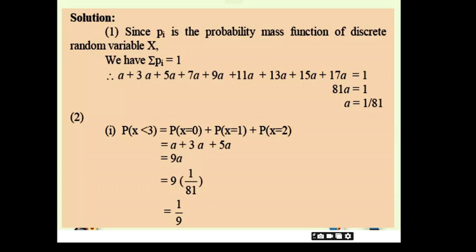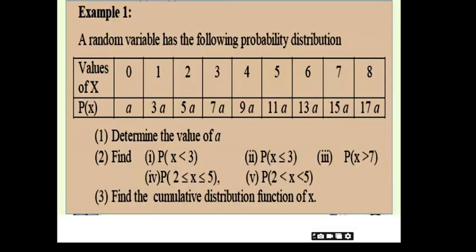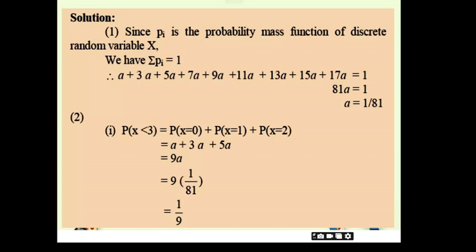Next we see an example. Here the x values are given and their corresponding probability values are also given. So we are finding the value of A and the probability values, and finally we find the cumulative distribution function of x. So let's see one by one. In the first question, determine the value of A. For finding the value of A, we take the concept that summation P is equal to 1.